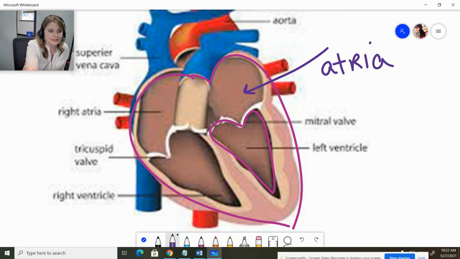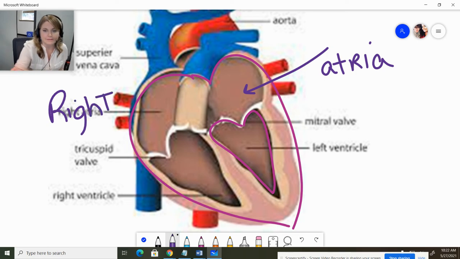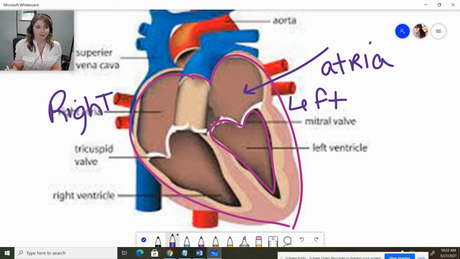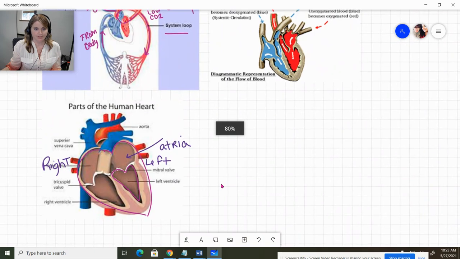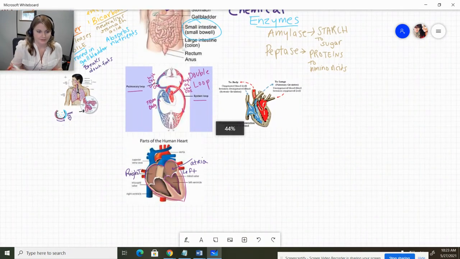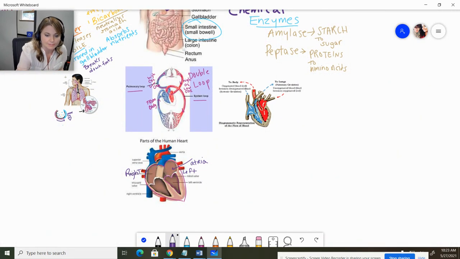What's weird is that this is the right side of the heart, and this is the left side. And that might be weird to you because it's literally the reverse of what it actually is on the screen. But you have to imagine that if there was a person this heart was in, this would be that person's body here.